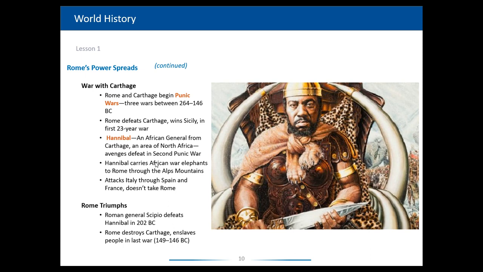So Rome goes to Africa. The Roman armies go to Africa. They win over the area of Carthage and they enslave the people of Africa in the last war, which was 149 to 146 BC.